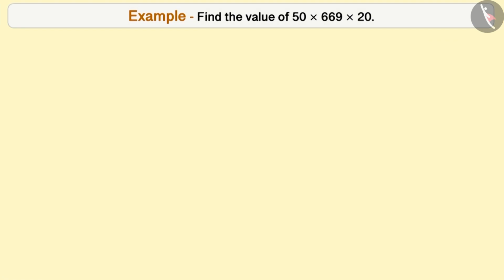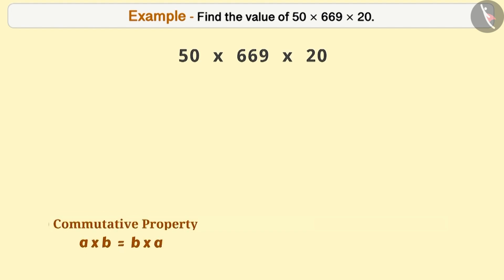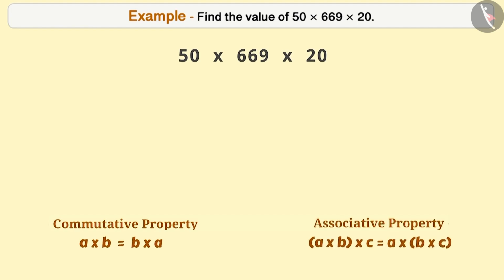Next example. Find the value of 50 multiplied by 669 multiplied by 20. It might be difficult to solve 50 multiplied by 669 multiplied by 20. However, by using the commutative property and associative property, it can be solved easily. Let's understand this. Using commutative property of multiplication, numbers can be written like this by changing their order, and using associative property, they can be made into a group like this.